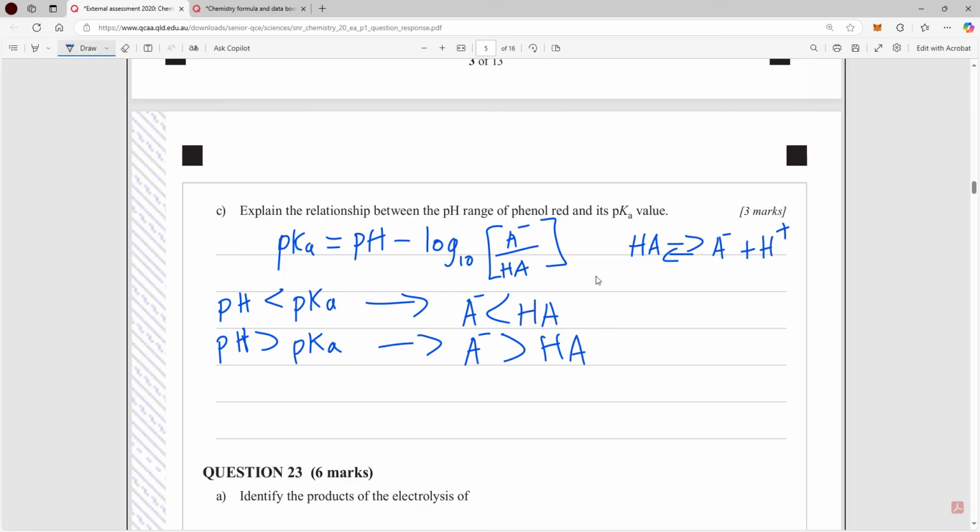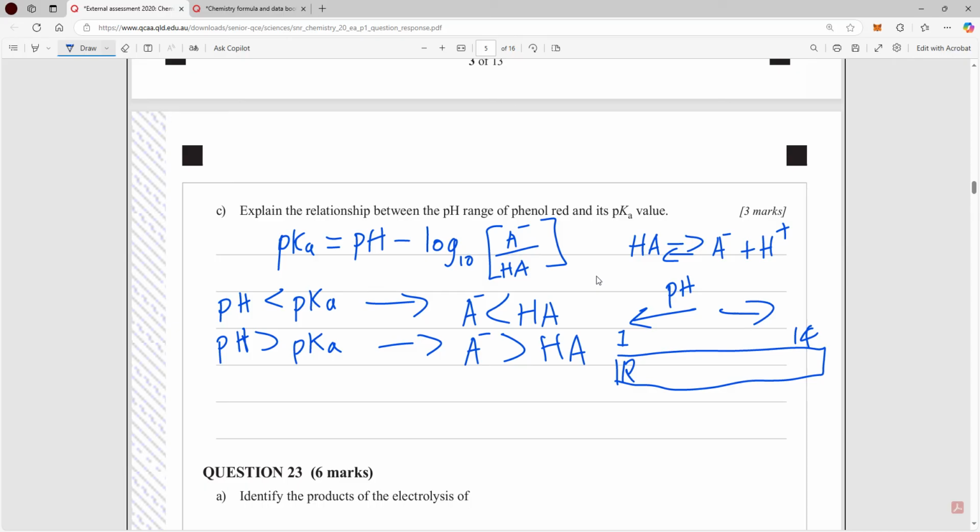So when it says explain the relationship between the pH range and phenol red and its pKa value, well, this is what we're going to do. And that's pretty much all we've got to explain here. Now, if we think of the pH scale, the lower numbers are more acidic, so 1 is very acidic. The higher numbers are more basic. You can also think of it like the rainbow. Very low numbers are where red starts, and the higher it goes, the lighter colors like blue and green come in.